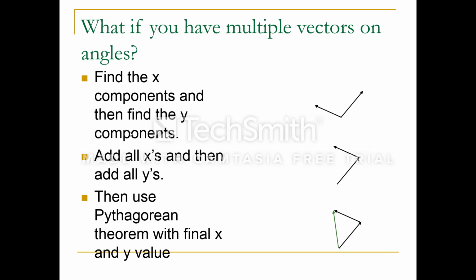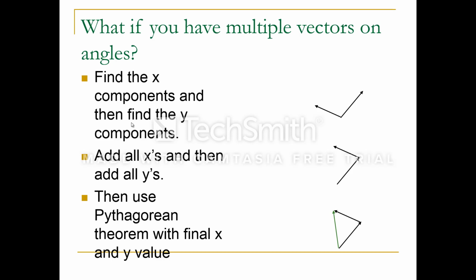If you have multiple vectors on angles, and sometimes there are going to be multiple different vectors on these different angles, I could add a couple more to it. What you want to do is find all your x components, exactly the way we just did, using either sine or cosine, depending upon which one corresponds to your horizontal components. And then do the same thing for the y's. Then add all of your x's up, add all of your y's up, and then use the Pythagorean theorem to find the actual x and y value of your resultant.